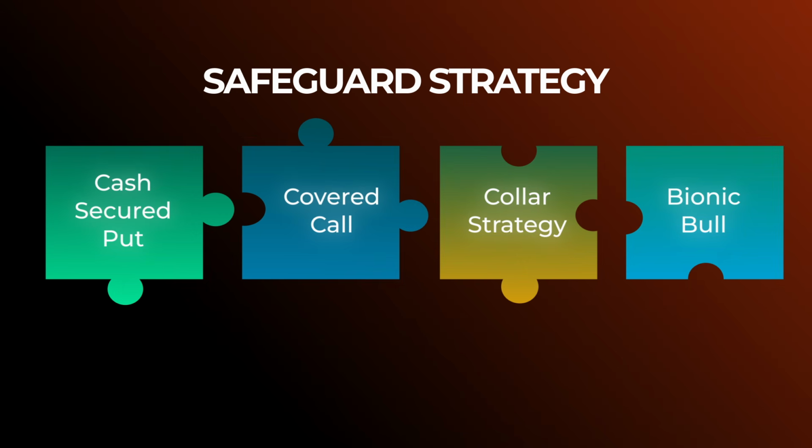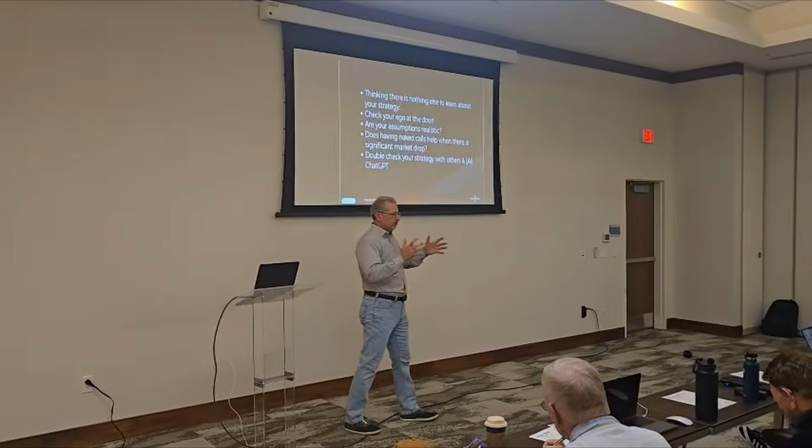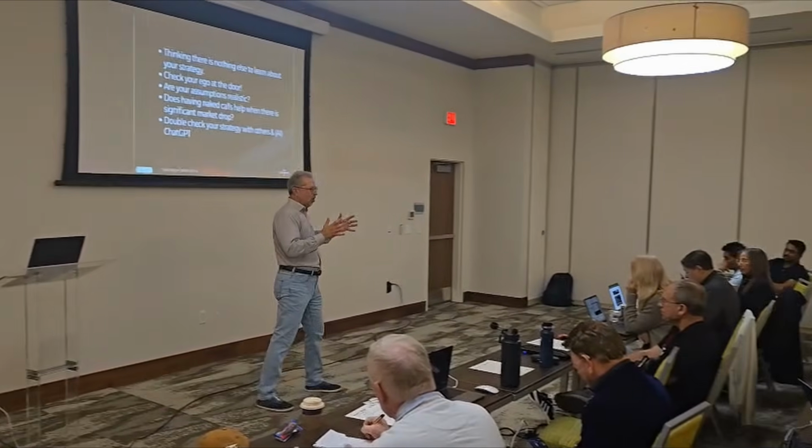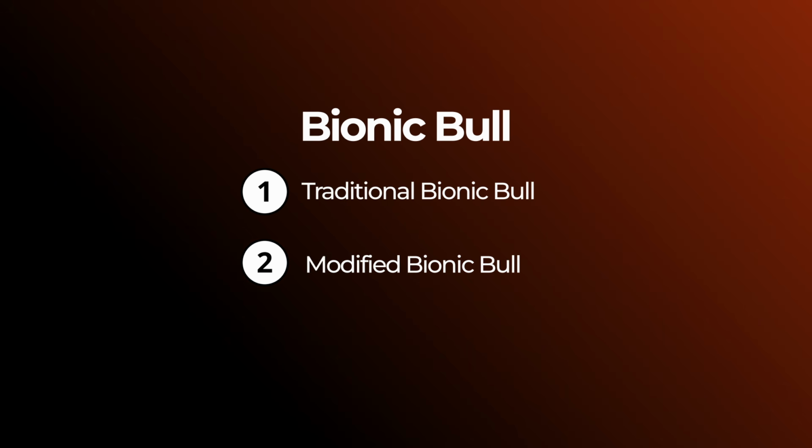We talked about the cash secured put, which is part of the safeguard strategy that we teach here at Dorian Trader, our signature strategy. We talked about the covered call, and we talked about the collar now. And so the last strategy that represents our safeguard strategy is what we call the Bionic bull. We have kind of two variations of it. We have the regular, traditional Bionic bull, and we have the modified Bionic bull. Let's talk about them both here for a second.